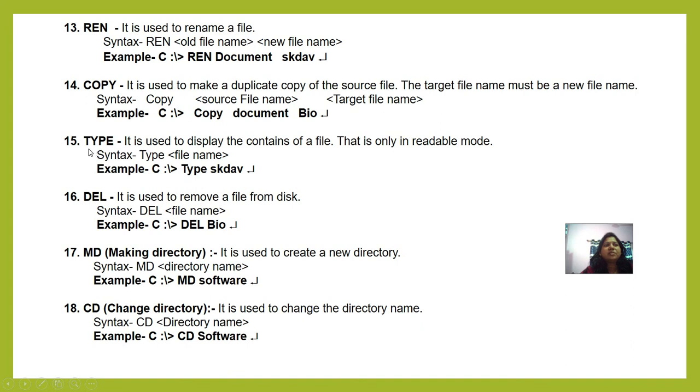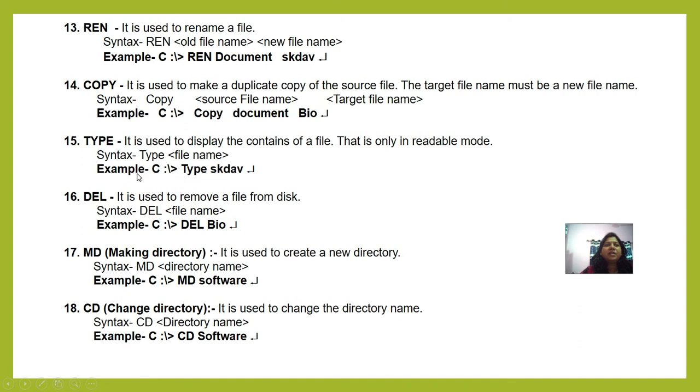Now next is type. It is used to display the contents of a file in readable mode only. It means you are only able to view the contents of a file. So your command is type, then the file name.